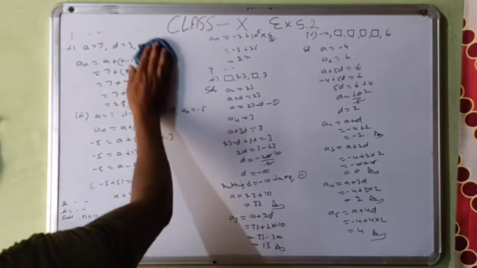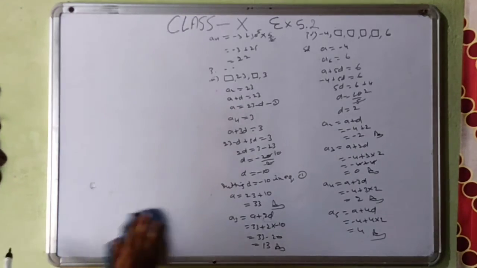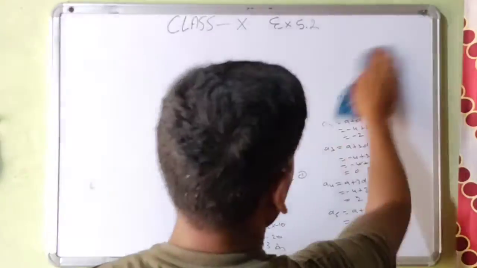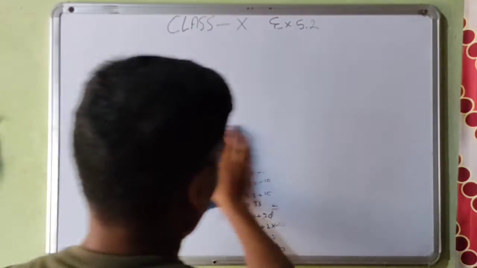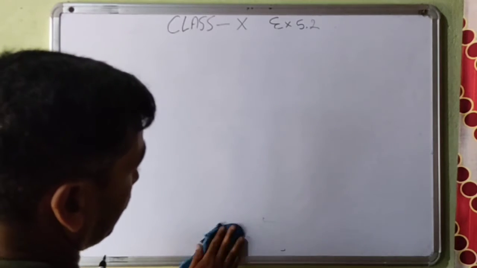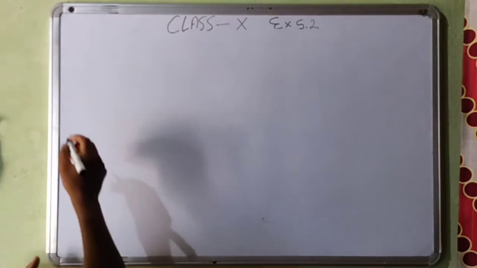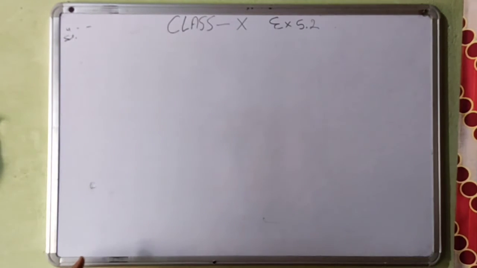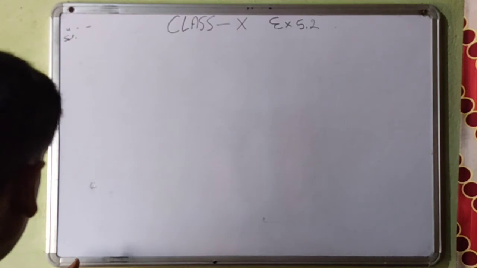And then fourth part, question number 4, we will see now, because it's a lengthy chapter. So most of the difficult questions will be solved here, and the other parts you will solve. And then question number 4, solution. Which term of an AP 3, 8, 13, 18 is 78?